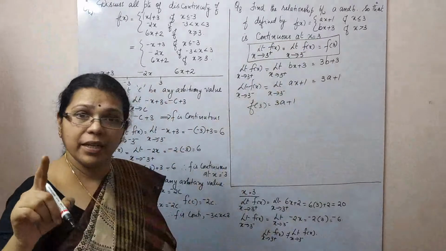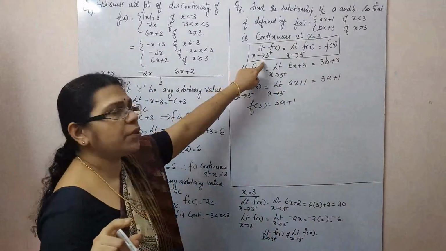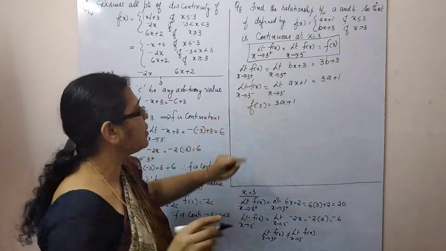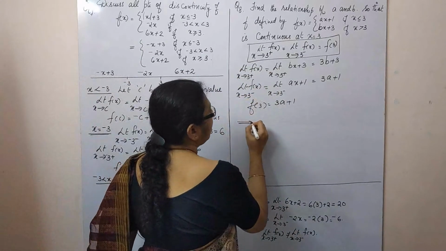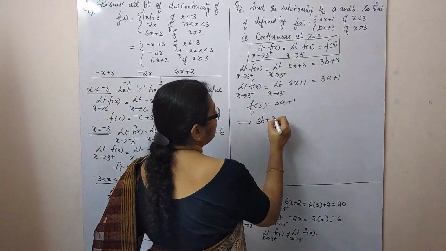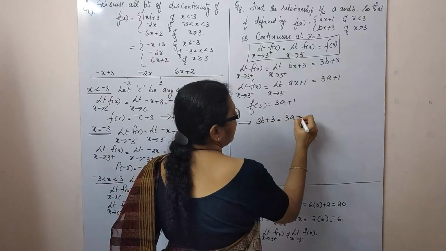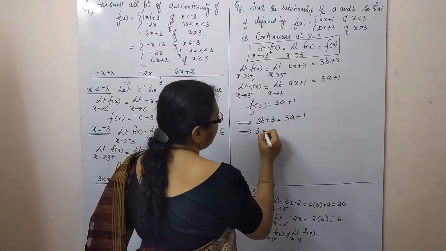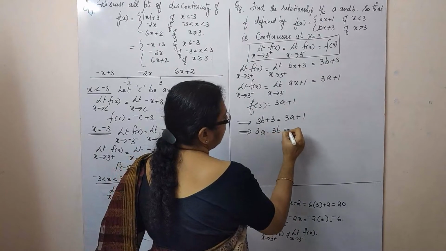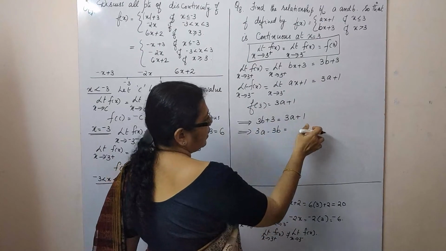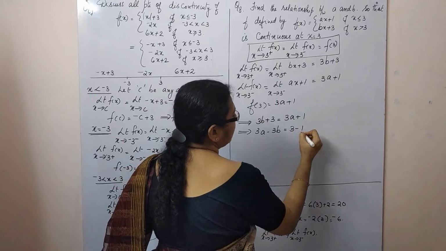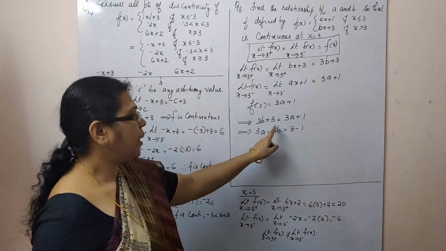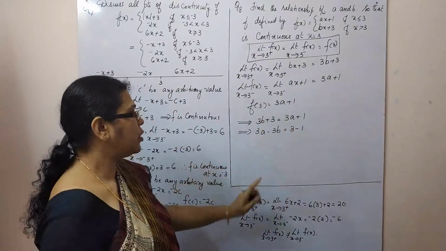I am asked to find the relationship between a and b. I am just going to substitute it over here, this and this. That is, which implies 3b plus 3 is equal to 3a plus 1. Right? Which implies 3a minus 3b, I have brought 3b to this side, is equal to 3 minus 1. I have brought minus 1 to this side.